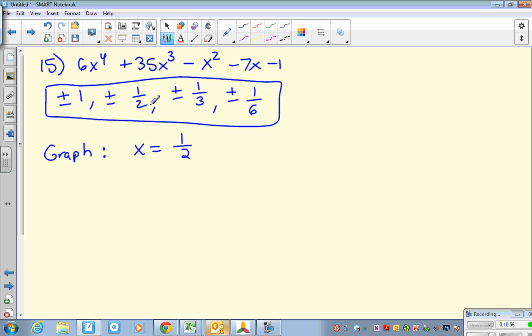I won't tell you what the other root is, but there are lots of methods you could do. You could plug in all of these and see which ones work. You could graph it to see which ones you see as an x-intercept, and those are kind of the two methods that you can use. So number 14 is similar to that.